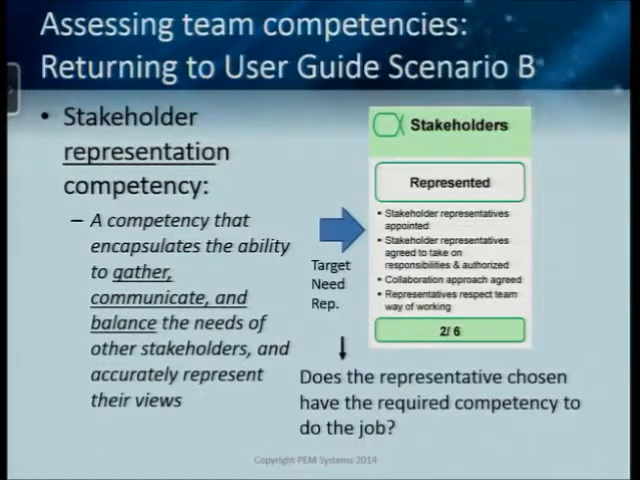Another one is stakeholder representation. This is one of my favorite ones because I think I had the definition up before, but you really want to think about this definition. A competency that encapsulates the ability to gather, communicate, and balance the needs of other stakeholders and accurately represent their views. When I gave this talk in April, and it's on YouTube, Merwin said that's a really good definition, and you guys really want to think about it.